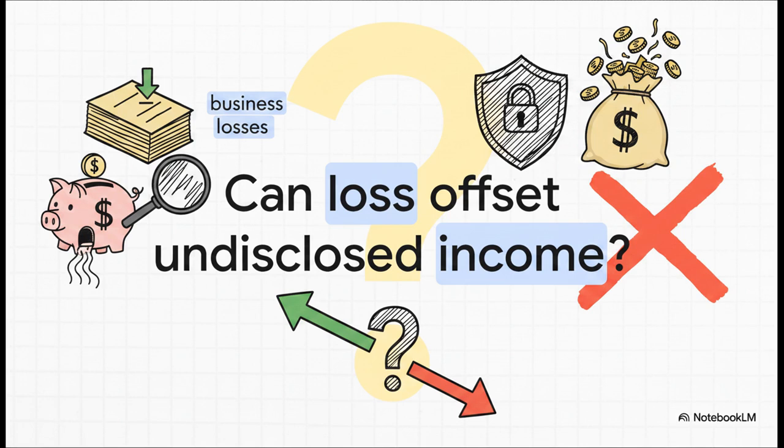Now, the taxpayer, obviously panicking and hoping to minimize this massive new tax bill, wants to use their existing, totally legitimate brought-forward business losses to offset that newly discovered income. So the big question we're tackling today is, does the law actually allow this? Can a regular business loss act as a shield against undisclosed income found during a search?